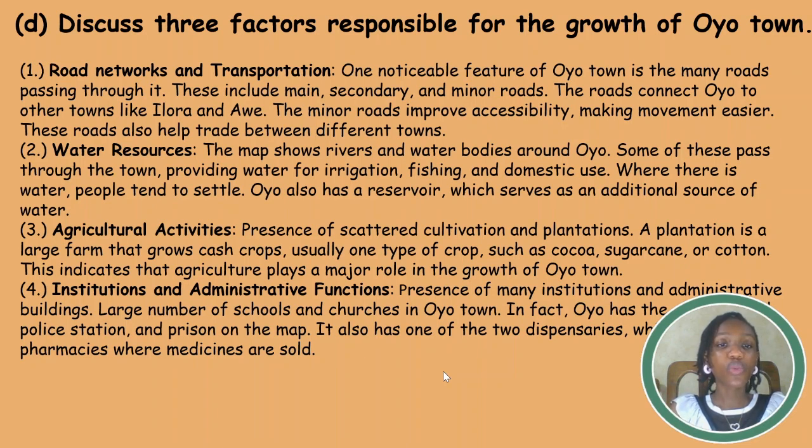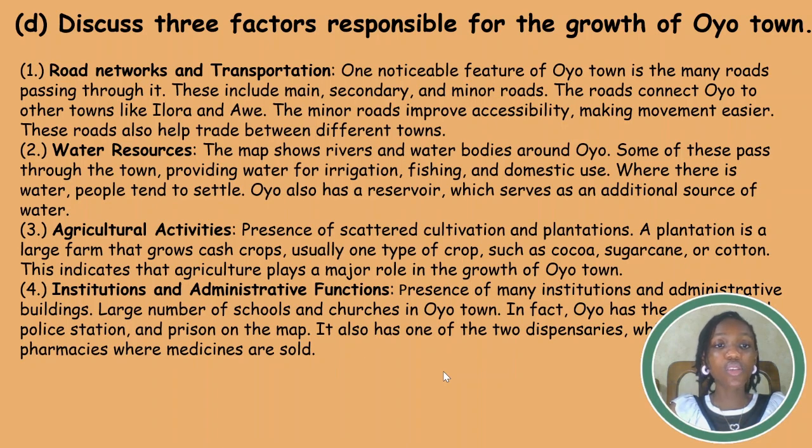The road networks and transportation. One noticeable feature of Oyo town is the many roads passing through it. These include main, secondary, and minor roads, as we saw on the map. The roads connect Oyo to other towns like Ilora and Awe. The minor roads improve accessibility, making movement easier, and these roads can also help with trade between the different towns.